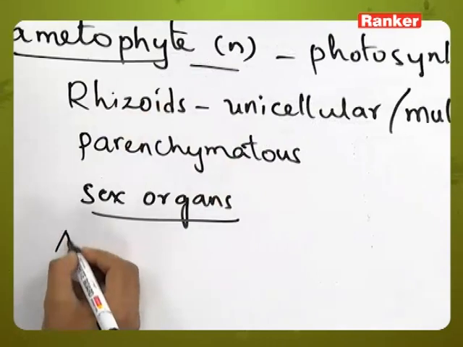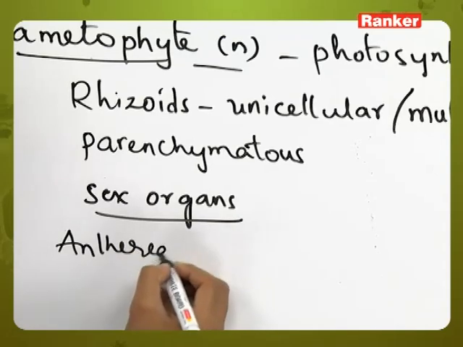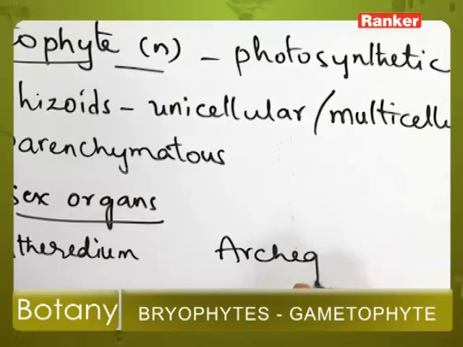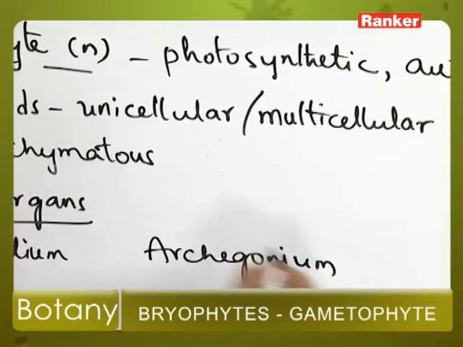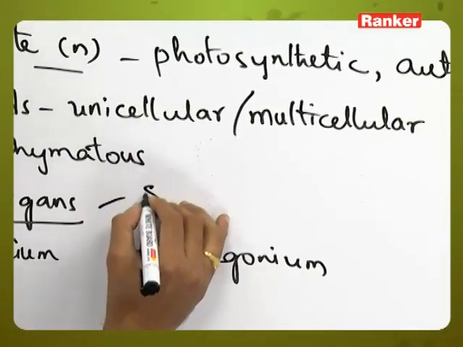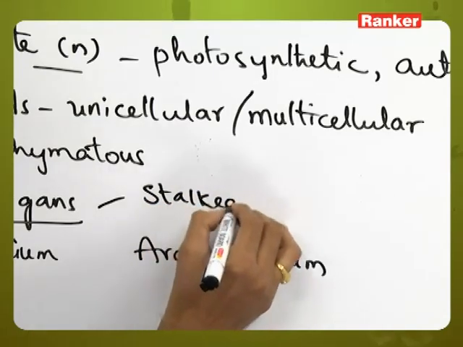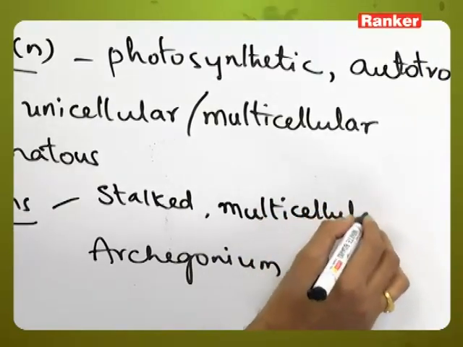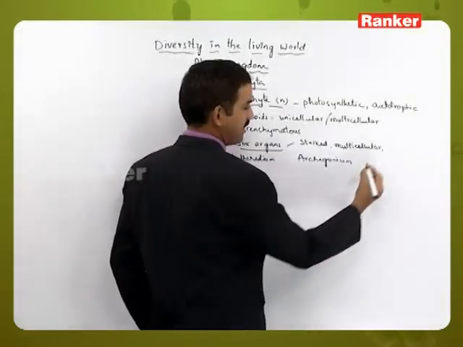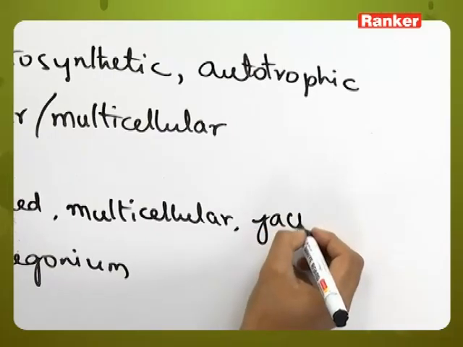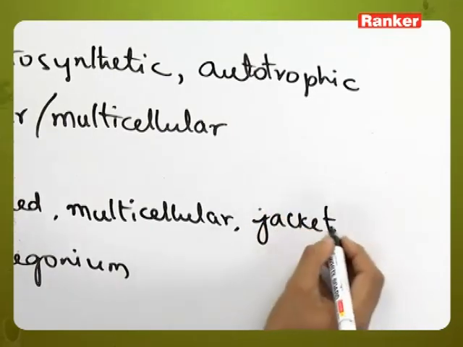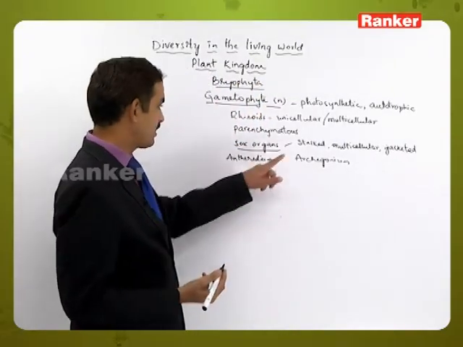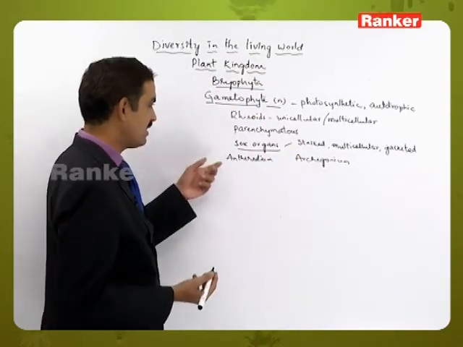Here these are male, called antheridium, and female, called archegonium. Here the sex organs are stalked, that means they have a stalk, and multicellular, they are made up of many cells, and they have a protective sheath around them, that is called a jacket. So the sex organs are called jacketed. Sex organs are stalked, multicellular and jacketed.